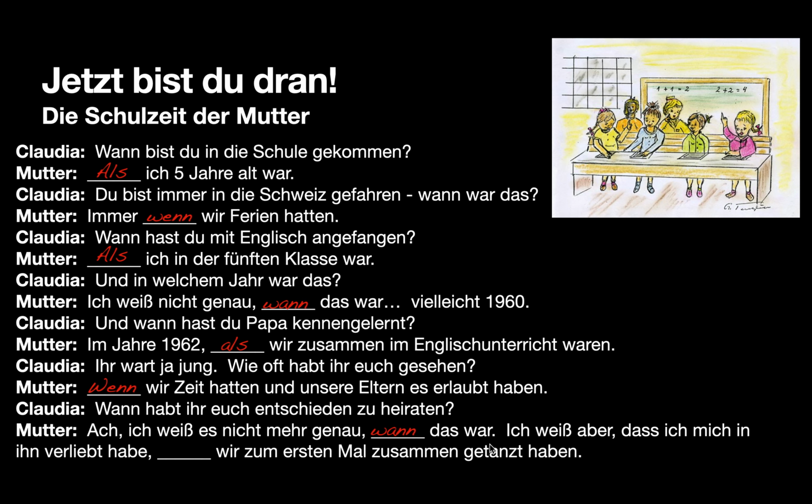Ich weiß aber, dass ich mich in ihn verliebt habe, als wir zum ersten Mal zusammen getanzt haben. Here, als works because she's talking about zum ersten Mal, for the first time. So that's really a one-time event in the past.